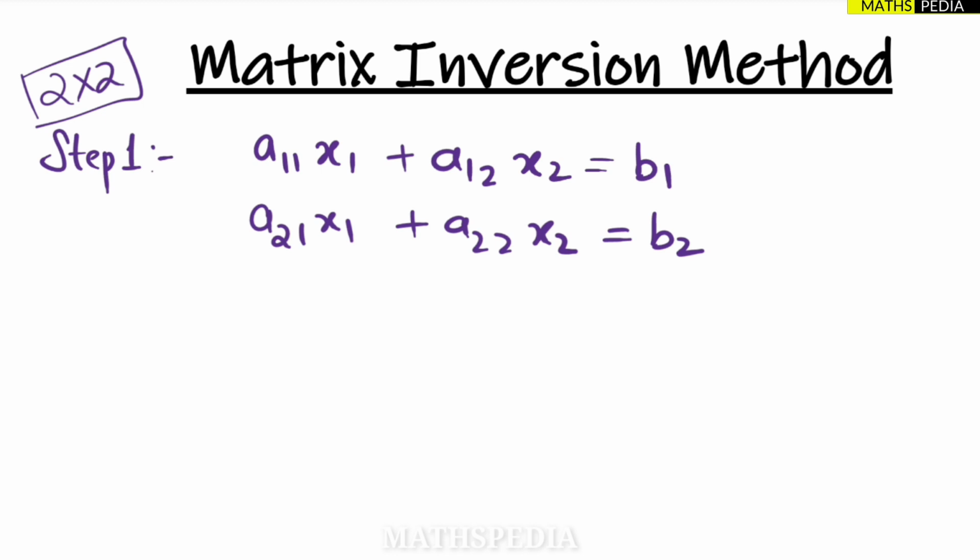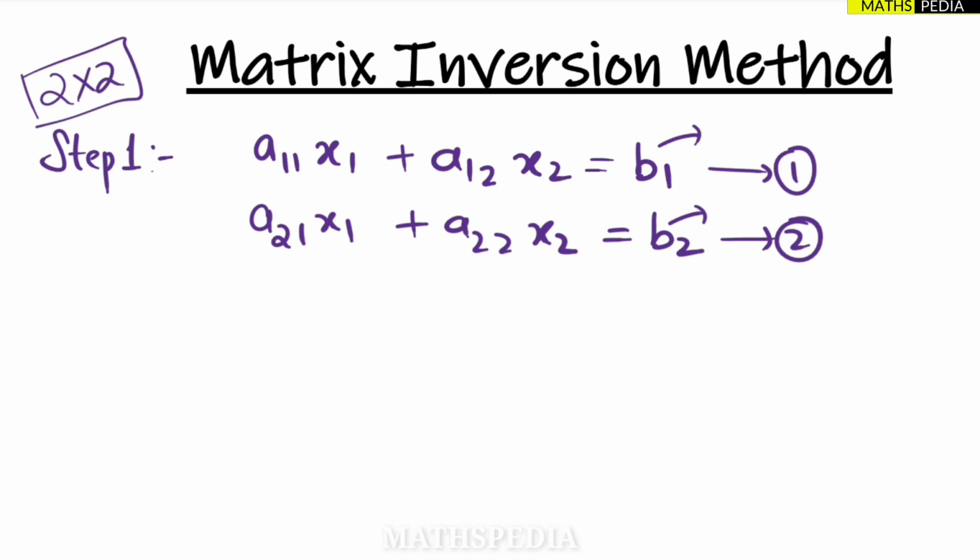Now, step 1 is basically we are considering two equations. Equation 1 is given as A11 x1 plus A12 x2 equal to B1, which is the constant. A21 x1 plus A22 x2 equal to B2, which is the second equation. And always remember that the constant will be sitting on the right hand side of the equal to sign, and the second constant also. So all the constants should be sitting on the right hand side. It is the general form.